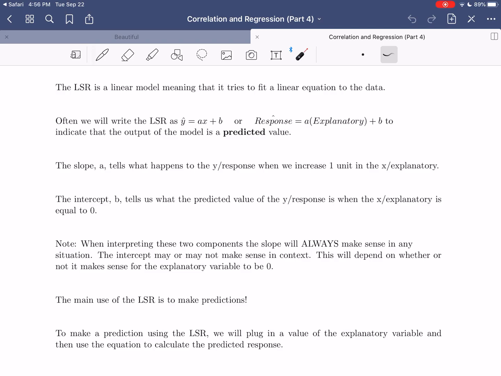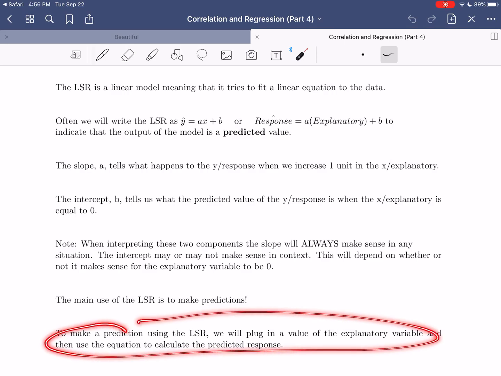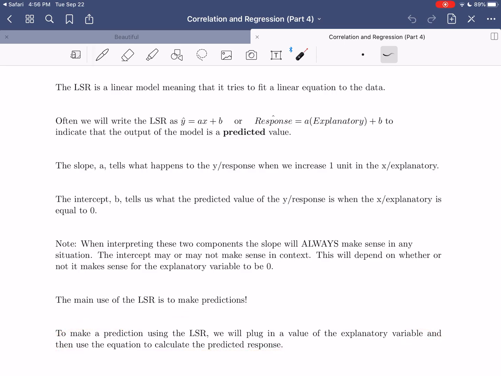And that's regardless of whether or not you have correlation or causation. It doesn't matter. We can still use it as a predictor. Remember, to make a prediction using the LSR, we will plug in a value of the explanatory variable and then use the equation to calculate the predicted response. So when we're using that LSR, we're basically plugging a value in for x, the explanatory, and then calculating the y hat, the y predicted, i.e. the predicted response.